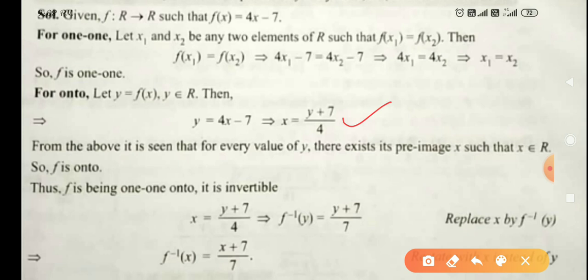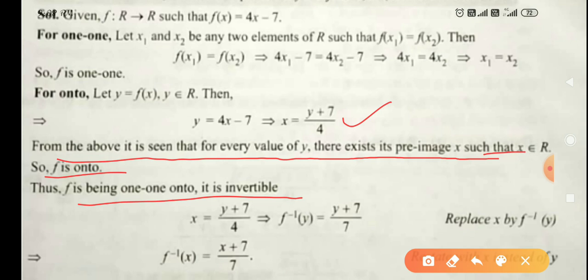So it is written, from the above it is seen that for every value of y there exists a pre-image x such that x belongs to real numbers. So f is onto. So now you have shown f is one-one as well as onto, so f is invertible. Now to find its inverse, as I told you, you make x the subject. Already you have made it here. In place of x, now you put f inverse y, as I told you in the previous example, and then after that you can replace y by x. So this is the inverse of the given function.